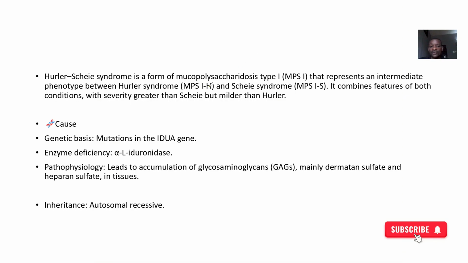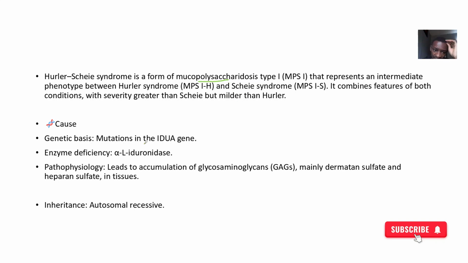So it's a form of what? Mucopolysaccharidosis type 1. So it represents an intermediate phenotype between the Hurler syndrome and the Scheie syndrome. It's in between. So it combines features of both. Okay, and of course, if you are combining both, the severity will also be more than what the other ones.